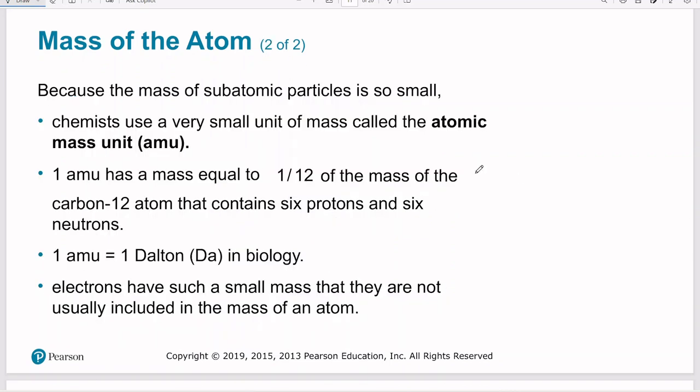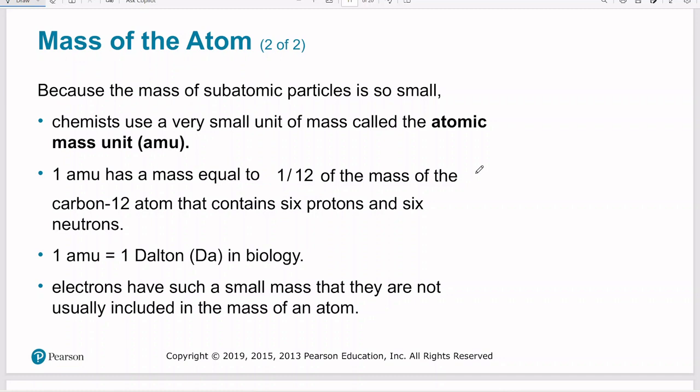Because the mass of subatomic particles is so small, we need units that can reflect that small mass. And so we use units called AMUs. That's one way of representing atomic mass, and this stands for atomic mass unit. One AMU has a mass equal to 1/12 of the mass of a carbon-12 atom, and carbon-12 contains 6 protons and 6 neutrons. 1 AMU is also equal to 1 Dalton in biology.